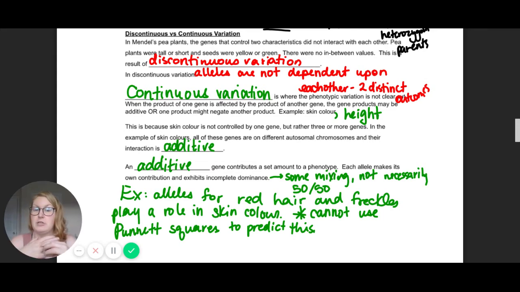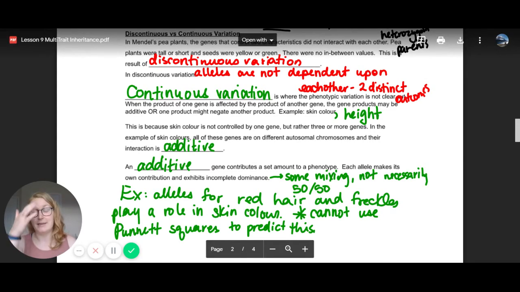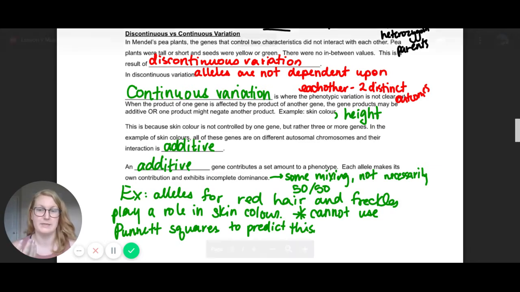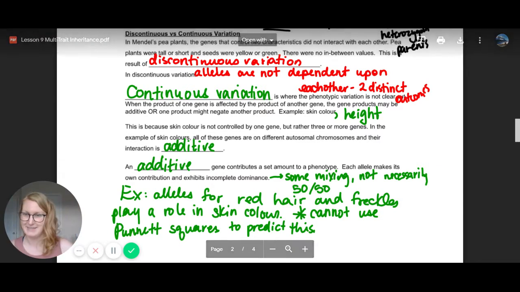That is continuous variation. So the reason I am mentioning that here is because we really cannot use Punnett squares for this. And in reality, more of the human traits rely on continuous as opposed to discontinuous.